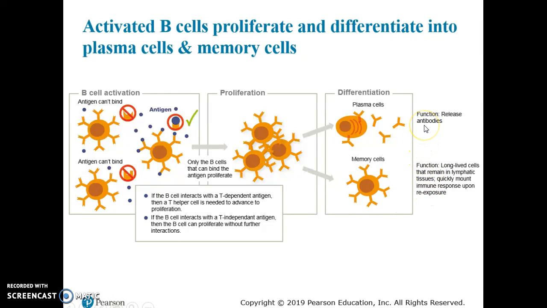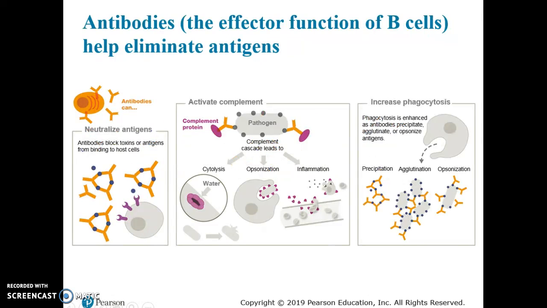All right, and the function of antibodies, we'll look at that. The function of plasma cells is to secrete high numbers of antibodies. And then the functions of antibodies, this really is the effector function of B cells, even though it's technically at this point a plasma cell. Antibodies can neutralize antigens, all right, so it can bind the antigen here, and then this antigen can't bind to the host cell. If it can't bind to the host cell, then it doesn't do anything. All right, so it's neutralized.